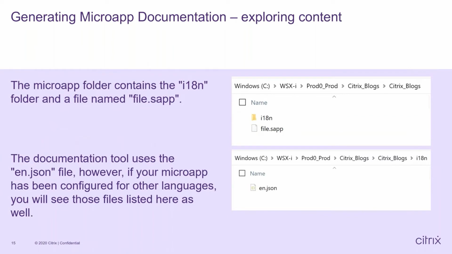The Microapp folder contains an I18N folder with language files and file.sap, which contains the definition of the Microapp and integration. The I18N folder will contain at minimum the en.json file, which is the English translation. If other languages have been added to the environment, you will find them here as well.